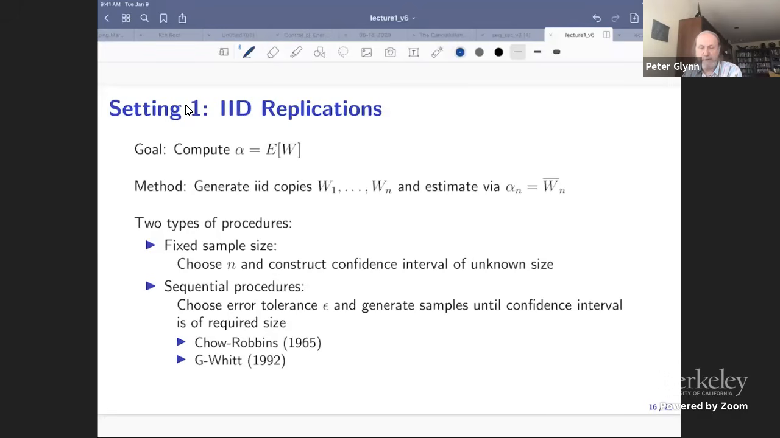Now, from a scientific computing standpoint, it's often the case that we prefer to set the precision or tolerance first. That corresponds to the world of so-called sequential procedures. So in a sequential procedure, we first choose the error tolerance epsilon. And what does epsilon basically correspond to here? It corresponds to the width of the confidence interval. So we decide a priori, I want the confidence interval to be, let's say, plus or minus 0.1. And now we're going to generate samples until the confidence interval has that required size. And it turns out that at least as epsilon goes to 0, there are many different types of results that suggest that these types of procedures are asymptotically valid as epsilon goes to 0. The first of these results was due to Chow and Robbins in 1965, and there's been quite a bit of follow-on work since that time.